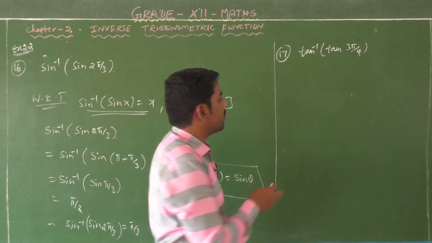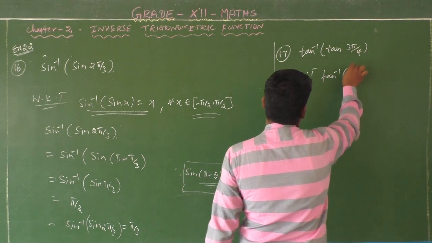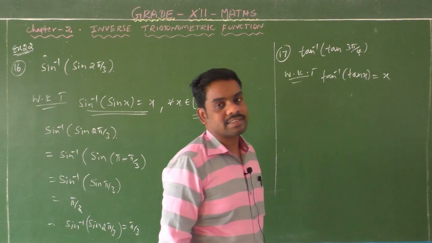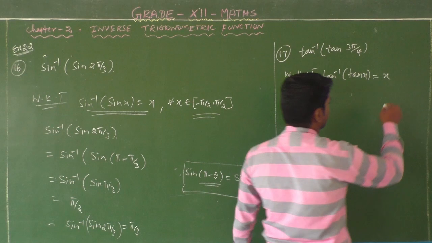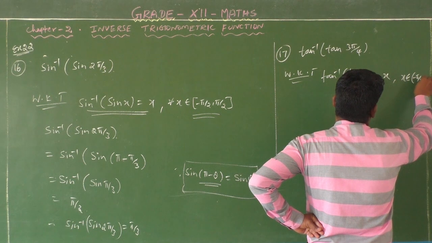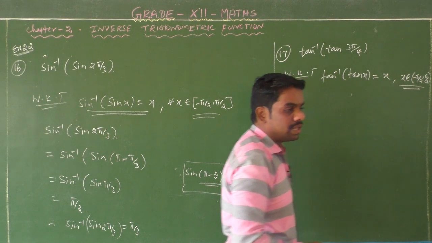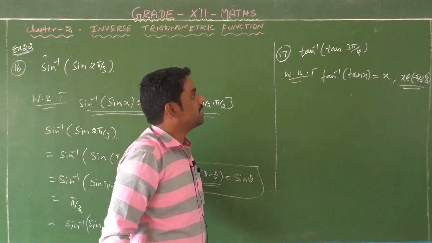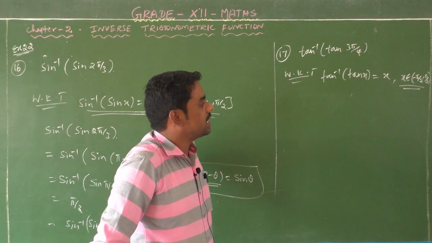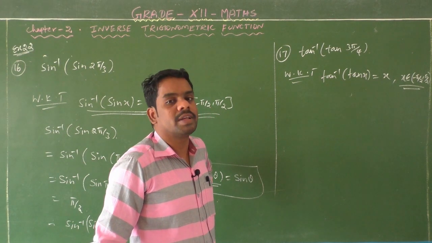Listen. You know the formula: tan inverse of tan x is equal to x, when x belongs to the open interval minus pi by 2 comma plus pi by 2 only. Okay. So here, tan inverse of tan 3 pi by 4. So this is 3 pi by 4. 3 pi by 4 does not belong to the given open interval minus pi by 2 comma plus pi by 2.